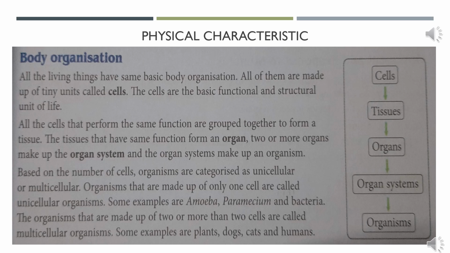In terms of physical characteristics, the first thing we need to understand is body organization. All the living things, I should say, have some body organization. It's not about animals, it's not about plants. If they are living, they have a body organization. Now, what does this body organization mean? Body organization means their body is designed in a proper way.